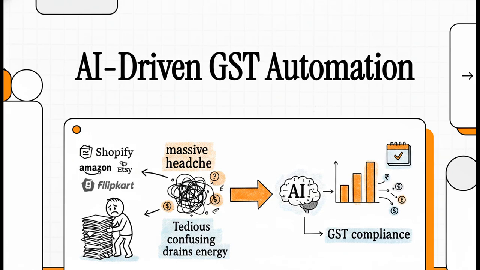Look, if you're an online seller using platforms like Shopify, Etsy, Amazon, or Flipkart, you already know the massive headache we're tackling today: manual GST tracking. I mean, it's tedious, it's confusing, and quite frankly, it just drains the energy right out of running your e-commerce business. Tracking every single transaction and trying to match it with constantly changing tax rules can honestly feel like a full-time job on its own.